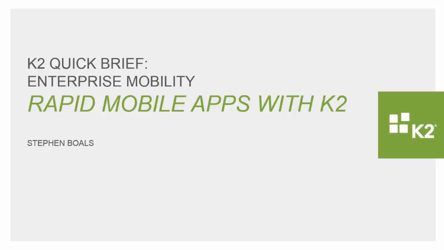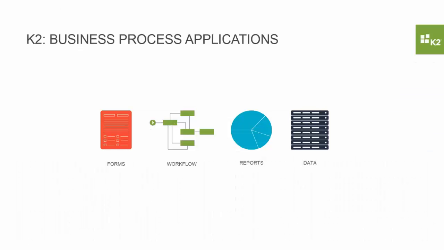In this K2 Quick Brief, we'll talk about enterprise mobility and look at K2's capabilities around rapid mobile application development. If you're not familiar with K2, we're a business process applications platform that requires no code. We can do forms, workflow, reports, and data, and put these four pillars together to build some really powerful applications. We've got some really solid mobile capabilities.